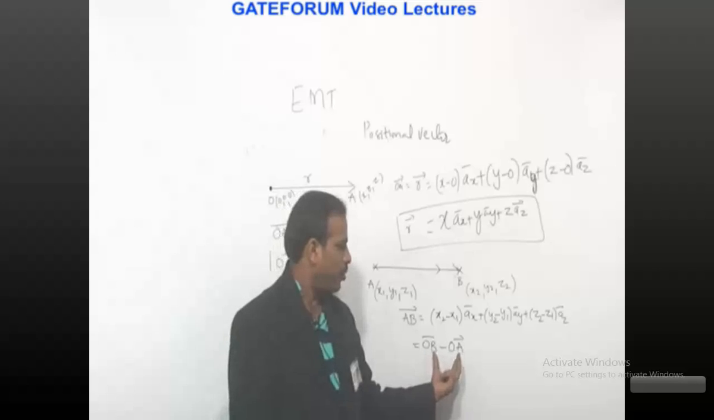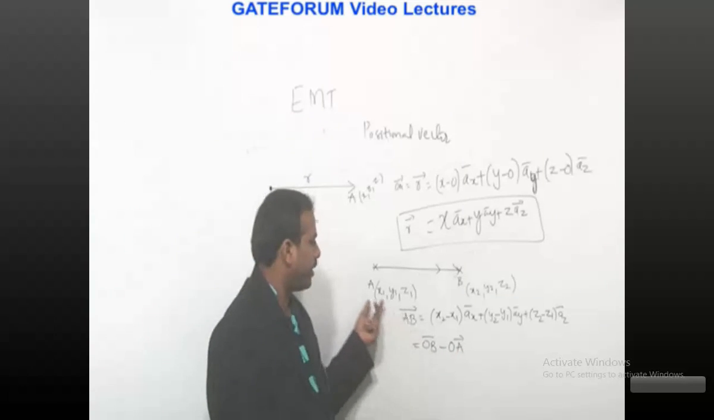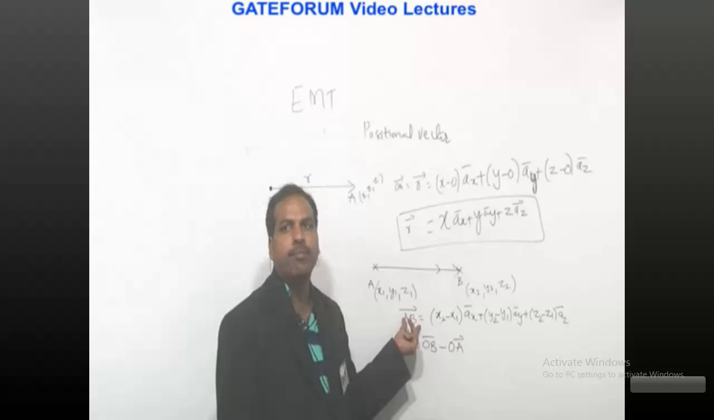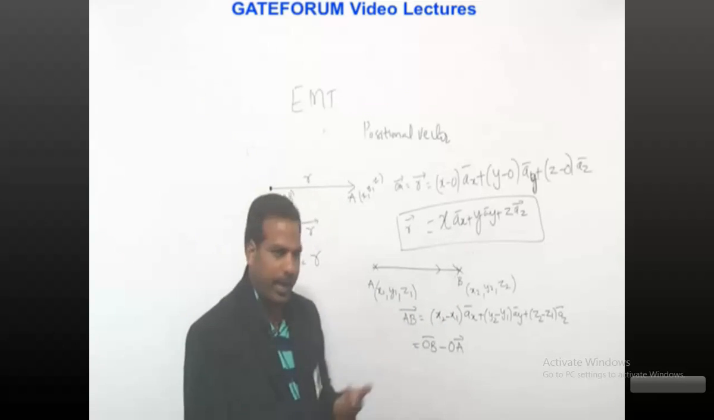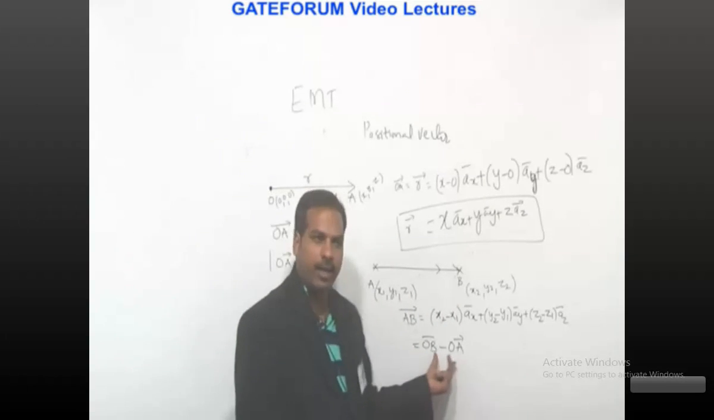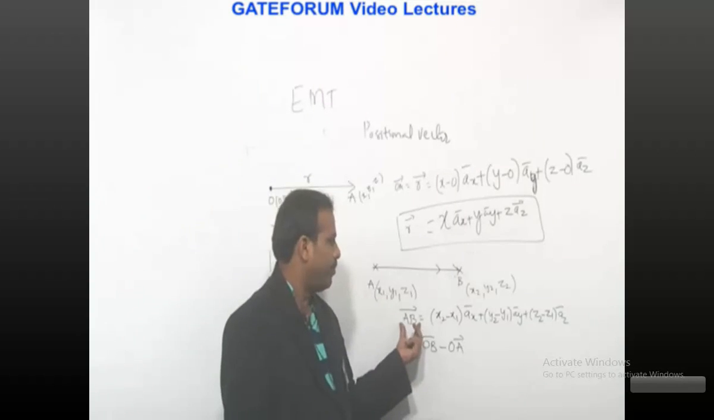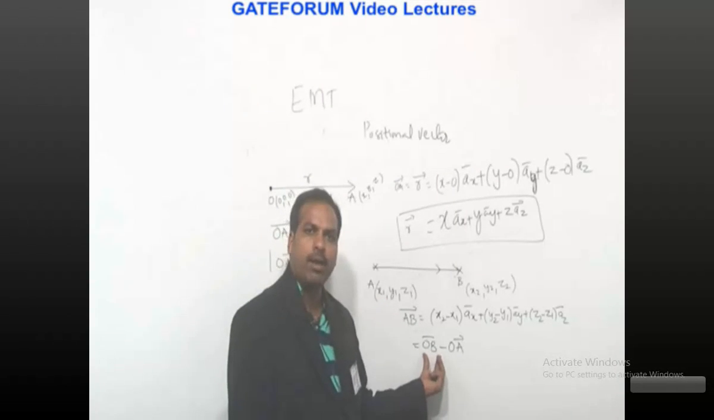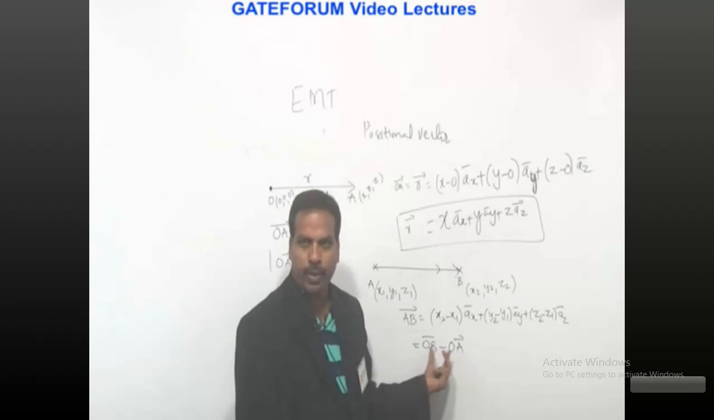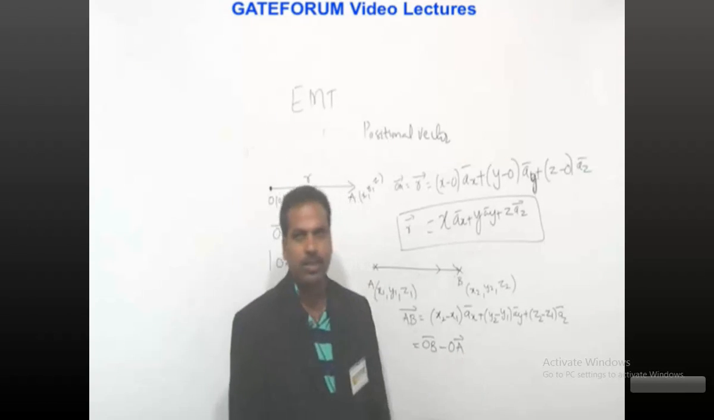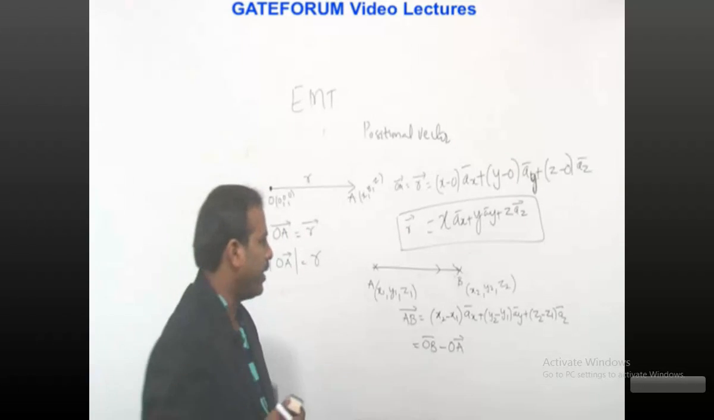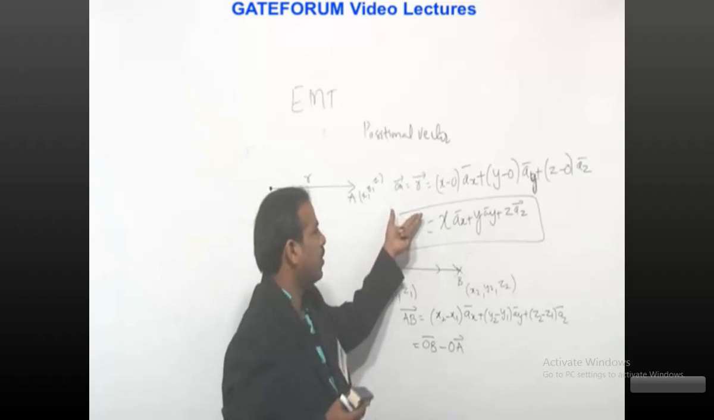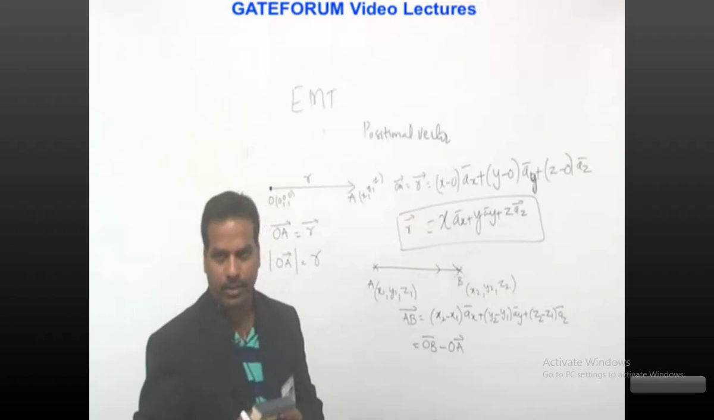When you subtract those two positional vectors, you get the vector between the two points A and B. That means the vector between any two points can also be written in terms of the positional vectors. With respect to this example, AB bar is OB bar minus OA bar. So that's how we understand how to obtain the vector between any two points, and the concept of the positional vector.